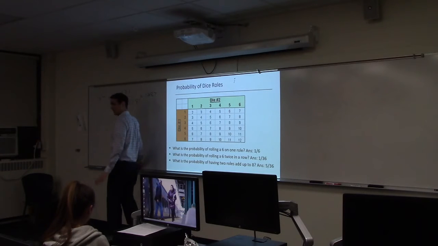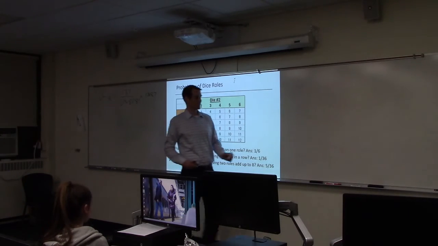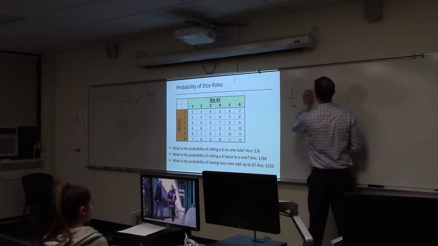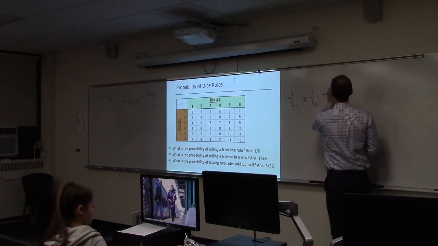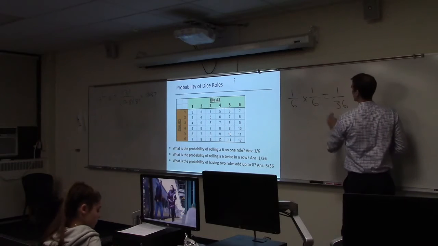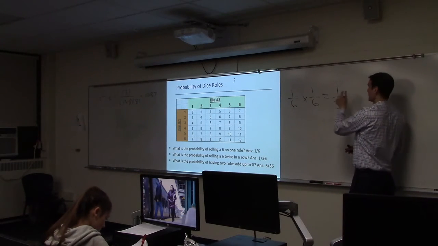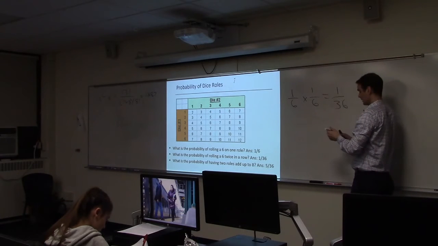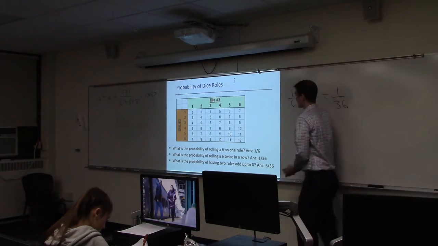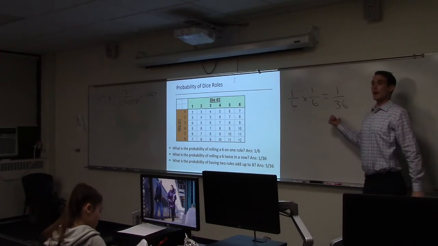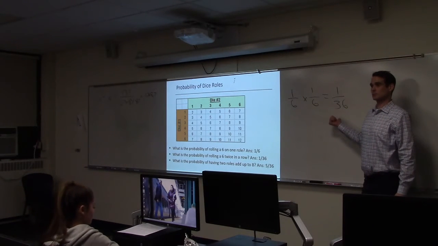I'm going to show you this on the slide. I just wanted to give you a preview. So 1/6 times 1/6 equals 1 over 36. You just multiply the numerators on top, multiply the denominators on the bottom. Everyone's good with that? Okay, so instead of doing this whole chart, I just could have multiplied 1/6 by 1/6 and gotten the answer that way.